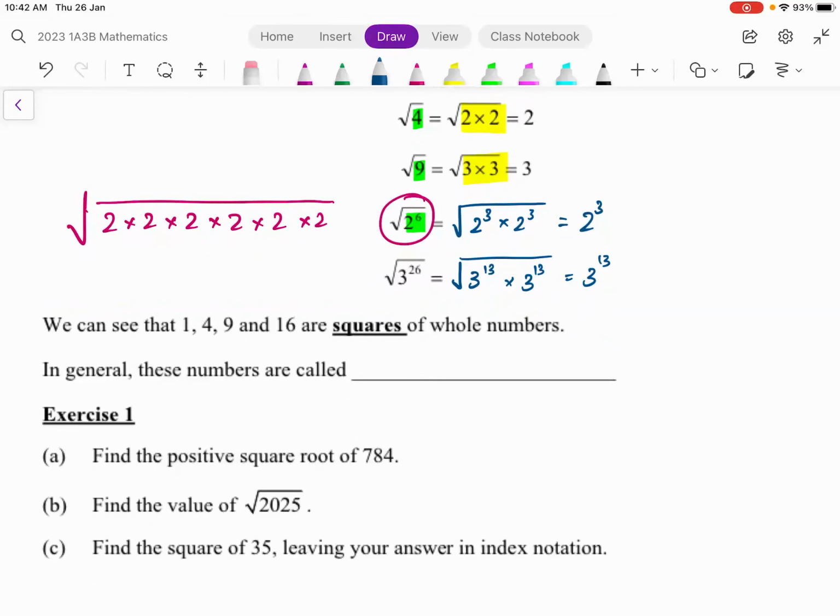So we've got these numbers 1, 4, 9, 16. In fact, you continue 25, 36, so on and so forth. They are squares of whole numbers, and we call them perfect squares. This is a very important term that you need to know. Perfect squares.